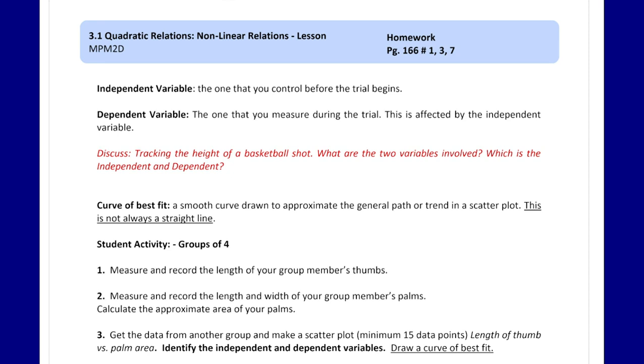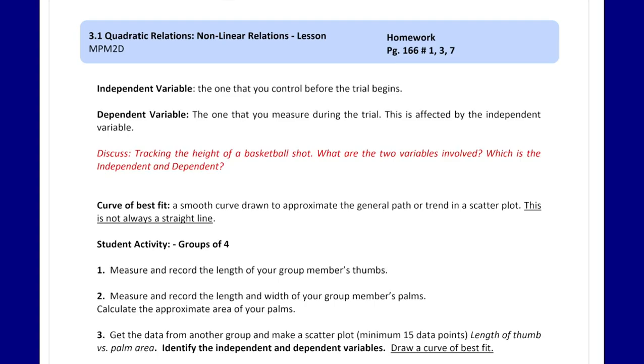So when we're looking at a relationship, we should be looking at an independent and a dependent variable. We want to identify which one is which. An independent variable is the one that you control before the trial begins. And then a dependent variable is the one that you measure during the trial. This is affected by the independent variable.